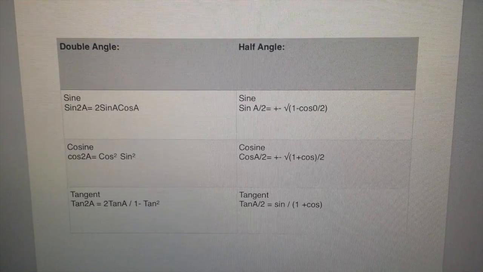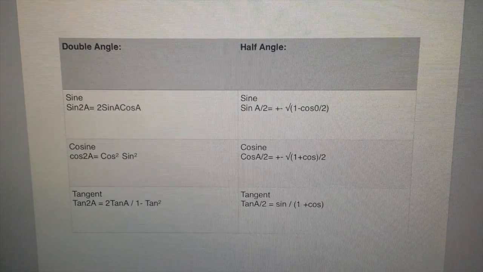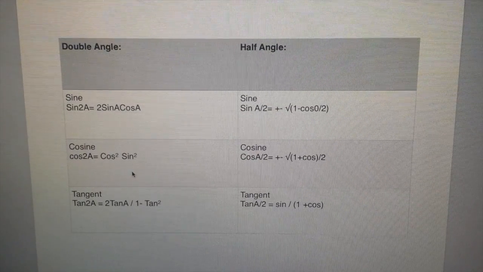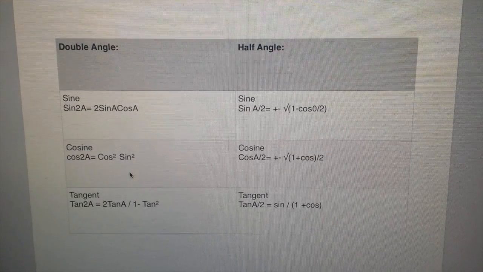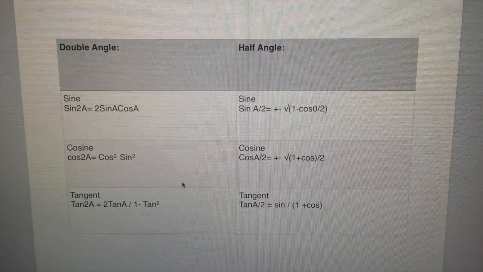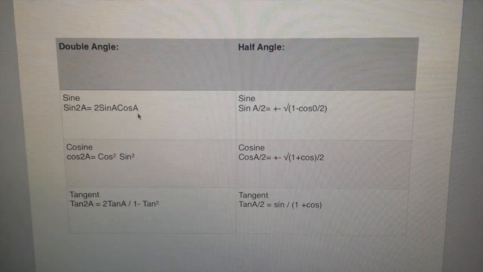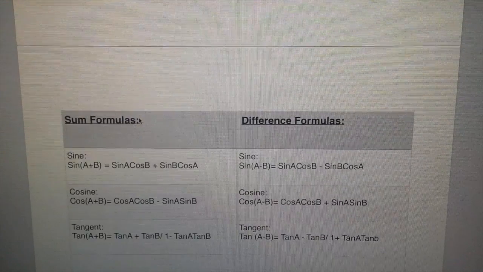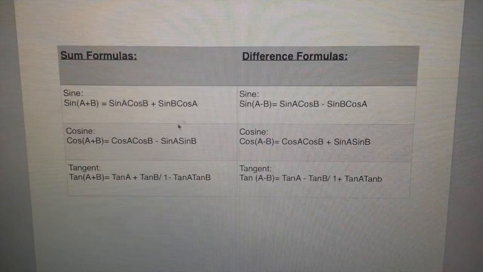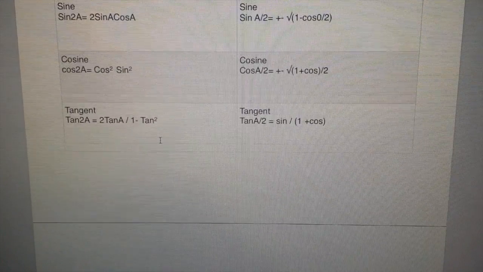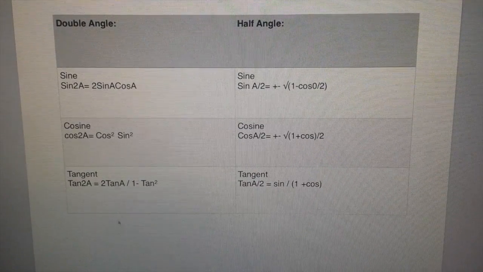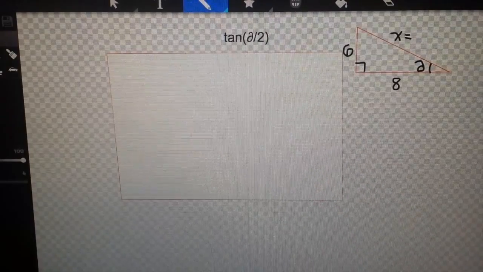Moving on to the double and half angle formulas, you see that the double angle formulas are derived from the sum formulas, and the half angle formulas are very similar. As you can see, if we go back up to the sum formulas, it will just be sine of a, cosine of a, sine of a, cosine of a. So it would just be 2 sine of a, cosine of a. So they're derived from the formulas we used last.